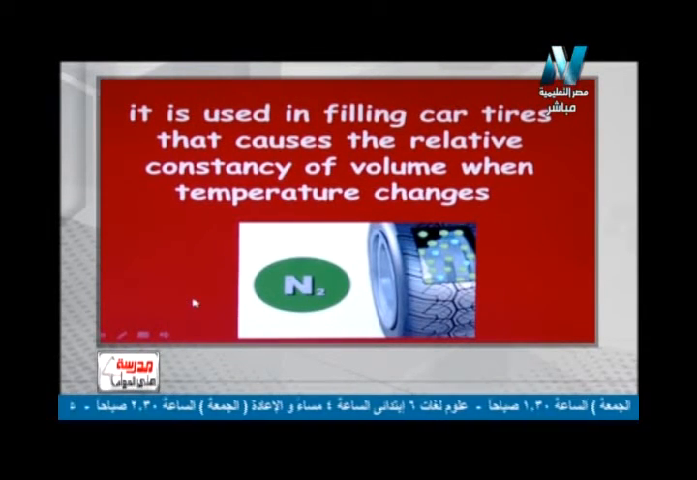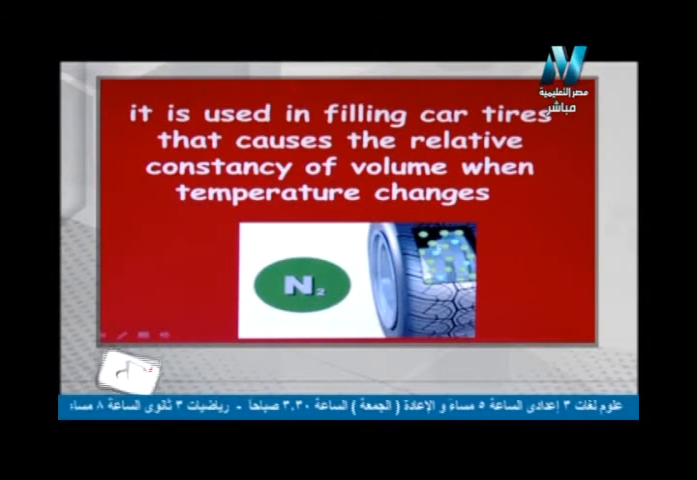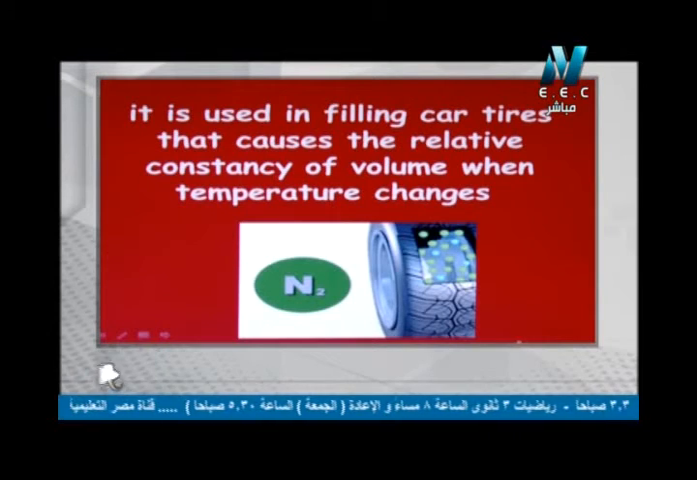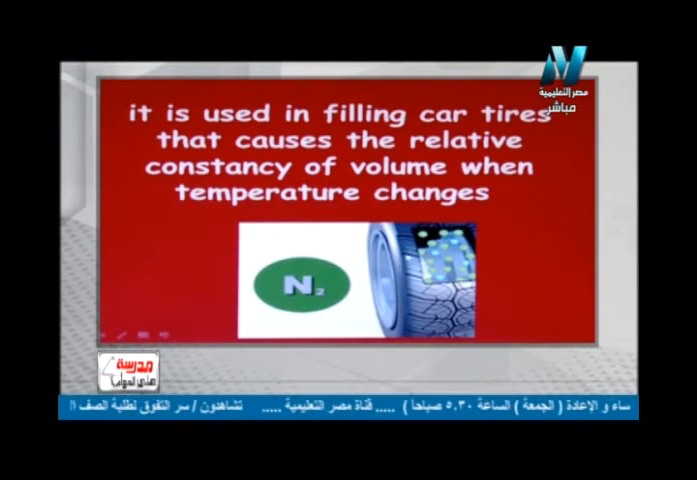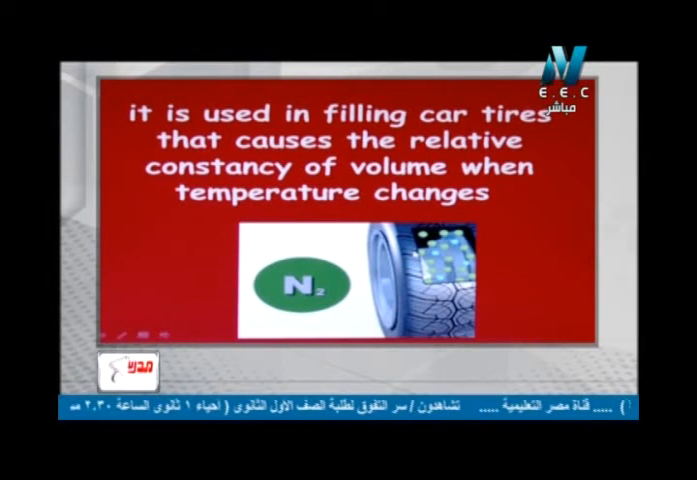طب لو حصل برودة زي الأيام دي كده أو زي الأيام اللي جاية in the winter the tire will be contracted هينكمش and it's not good for the car. What happened in the summer اللي يحصل في الصيف they will expand هيتمدد so it's not good also to the car. So what happened if I replace air inside the tire by nitrogen? ليه بستخدم nitrogen gas جوه الإطار? Because it has constant volume when temperature changes.